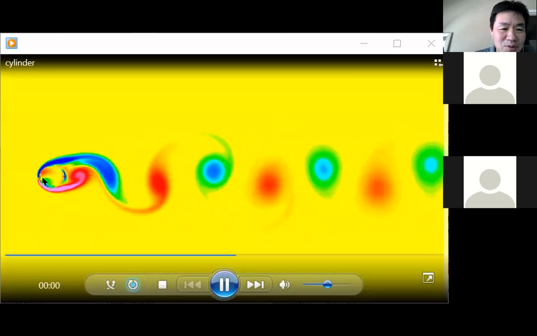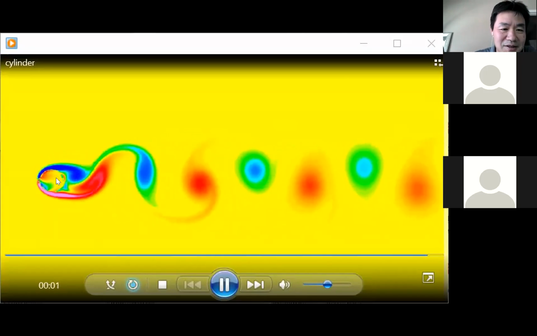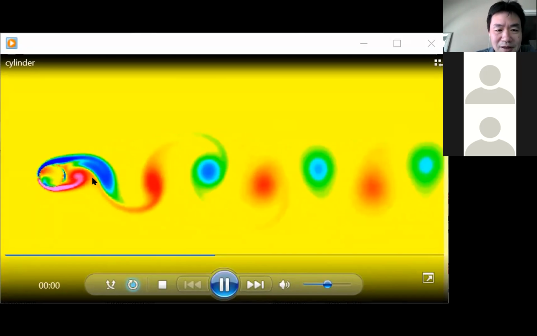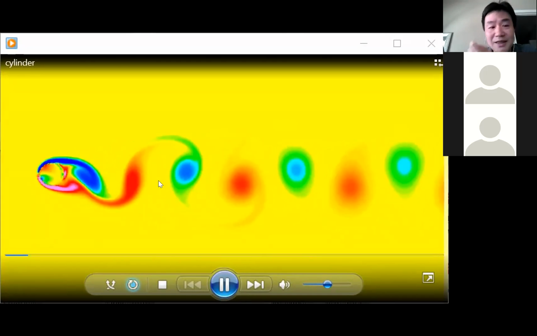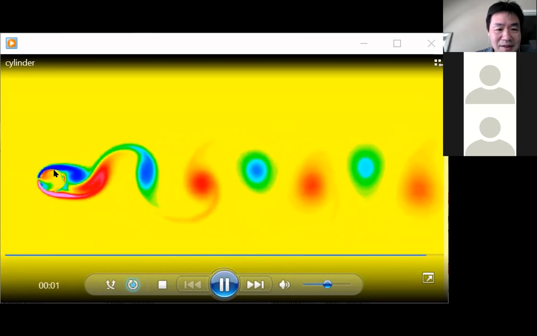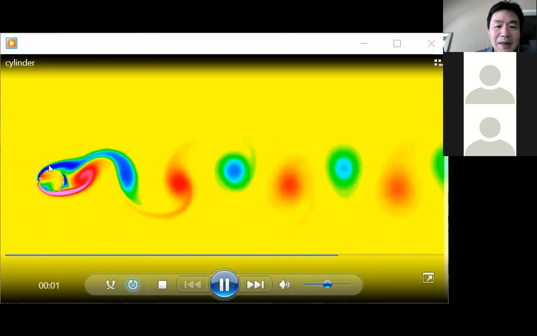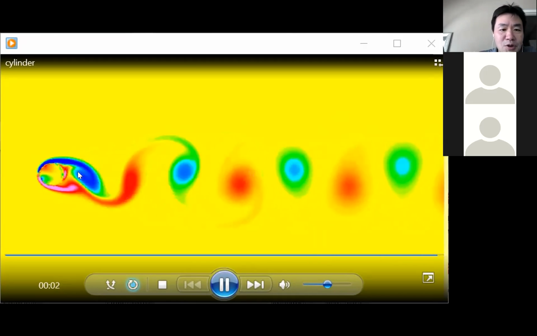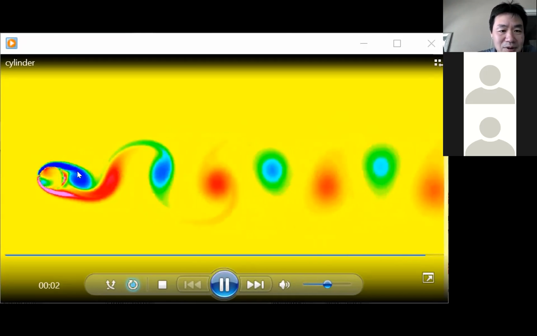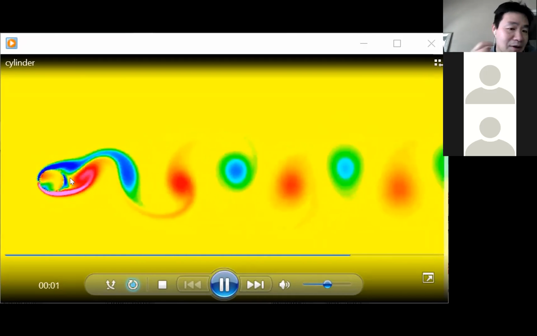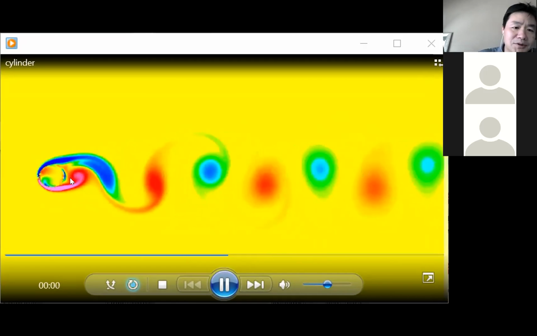Okay, there's a cylinder in there. There's some color inside the cylinder, but don't worry about it. This is not supposed to be color. It's just a solid cylinder. The color outside represents the vorticity. The flow is from left to the right. The cylinder oscillates a little bit, but if it's not oscillating, it's the same flow pattern. You will see the vortex, one on the top, one on the bottom. It generates. This is for the low Reynolds number flow, about 200 here.